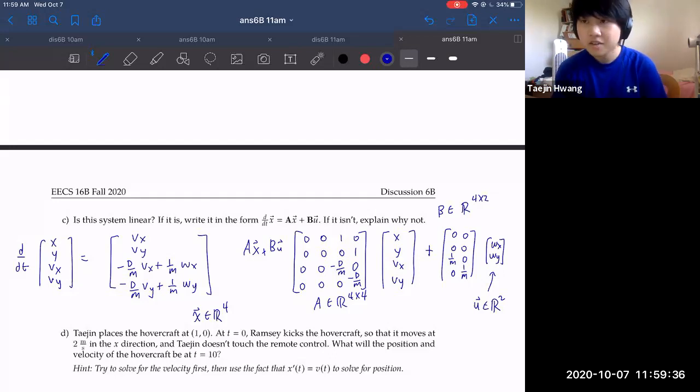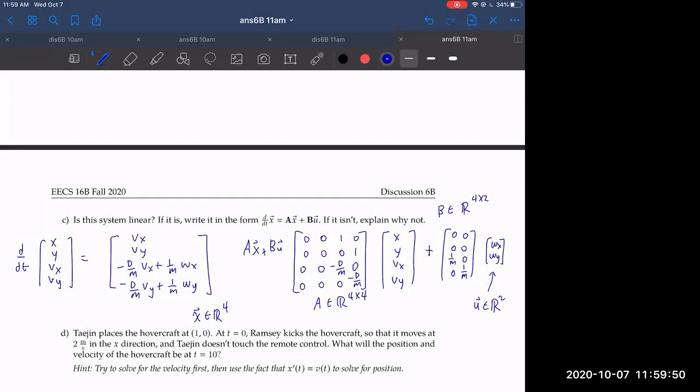I think the last thing I want to ask you as a thought experiment is, why do we care so much about linearity? Why do we care if our systems are linear? Any ideas? Because we know how to solve them. Yeah, that's a good answer.